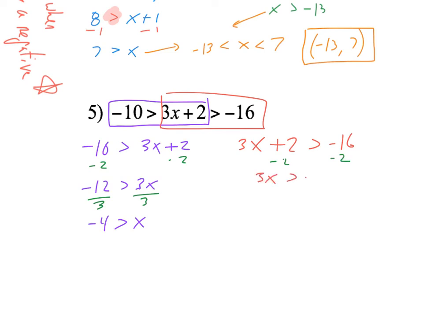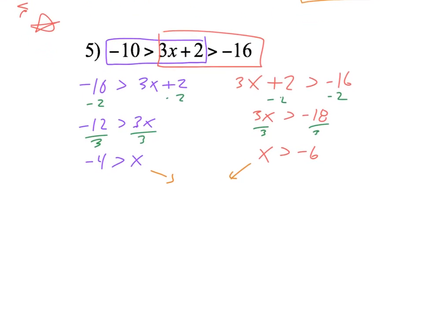So 3x is greater than negative 18. Divided by 3. So x is greater than negative 6. So again, as I try to combine these two ideas into one compound inequality, what I'm going to look for is my smallest number, which would be the negative 6. That's going to go on the left. And then x is bigger than that, so it's going to open up towards the x.